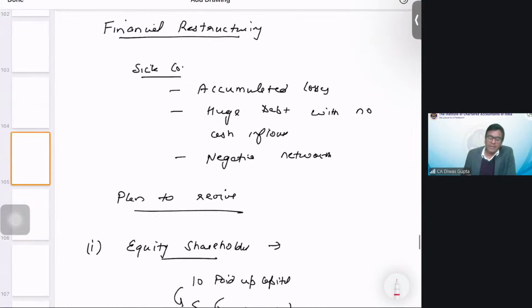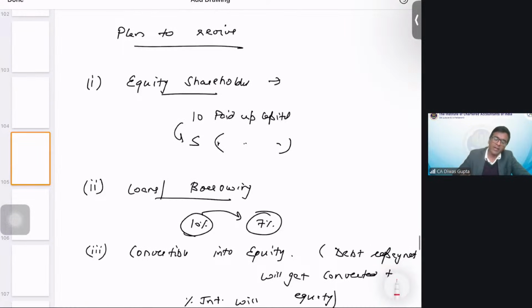Then there is a specific topic called financial restructuring, students. I think this is one of the topics that you have already studied earlier. What we mean by this is that there is a sick company which has accumulated losses, a huge debt, a cash flow crisis, and negative net worth, right? These are the things that are there. How can we revive it?